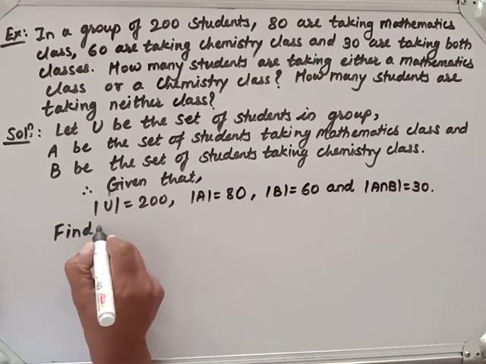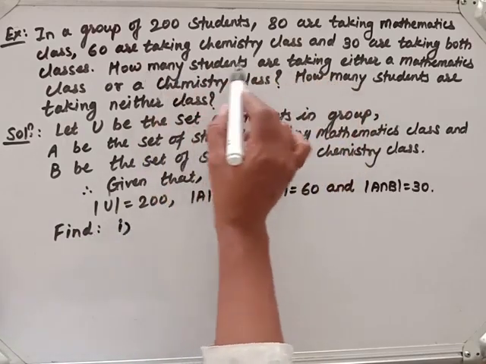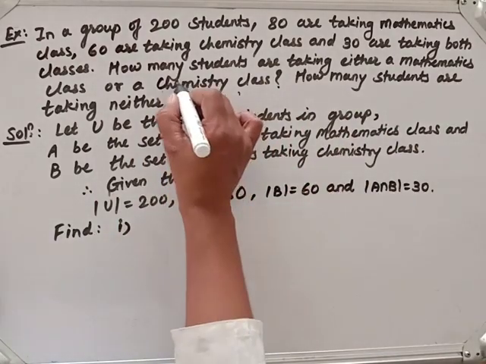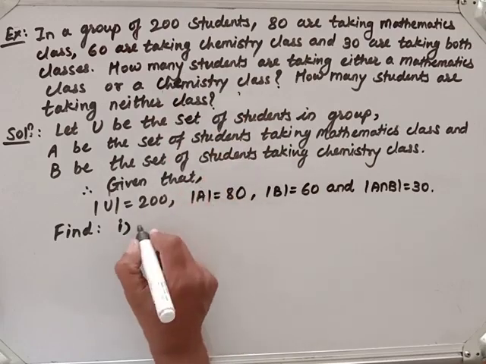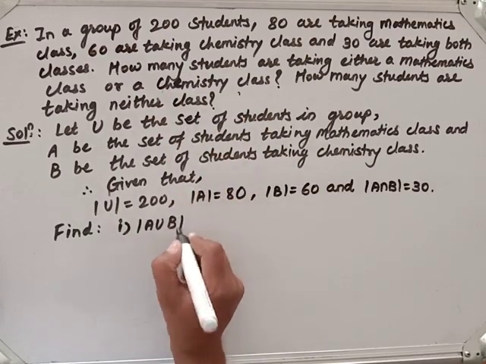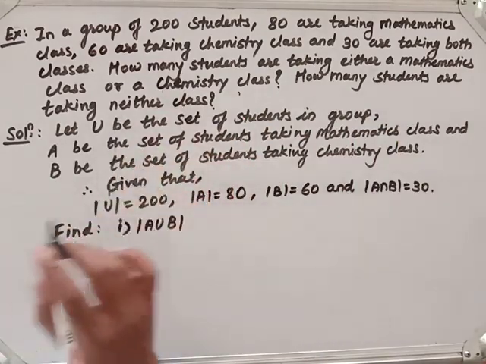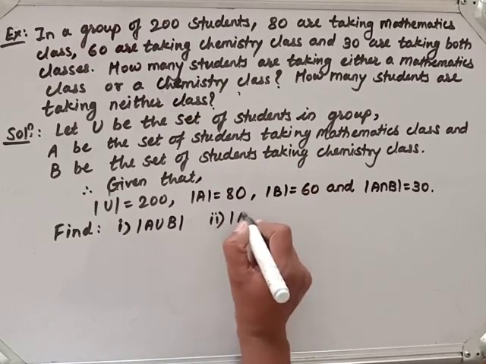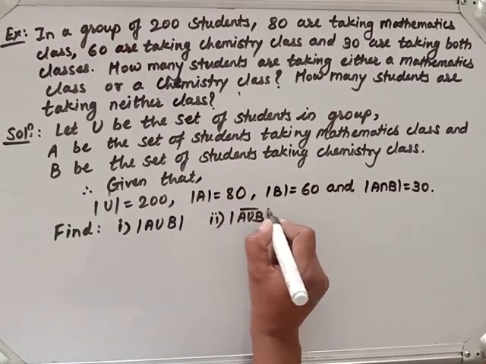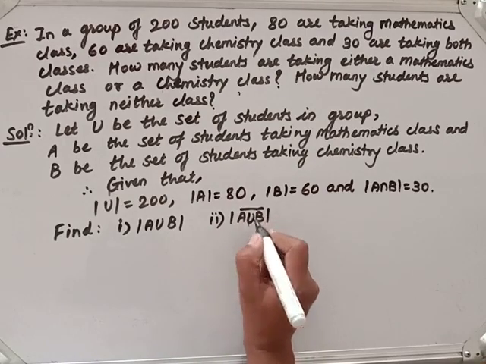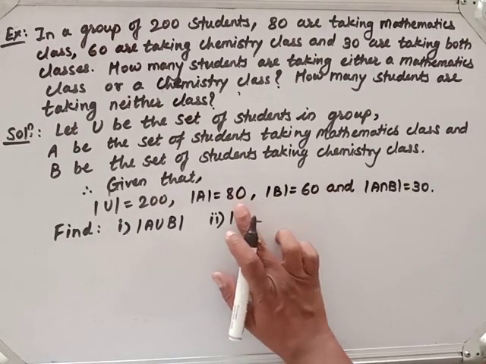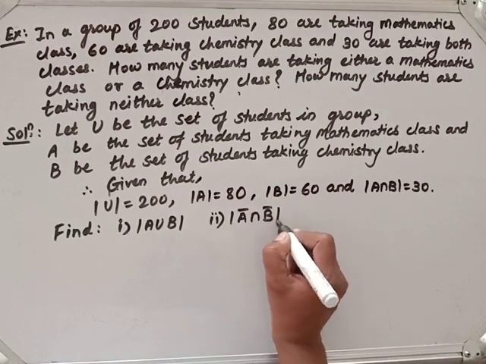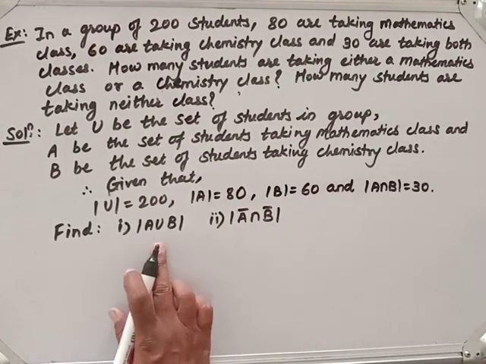Now what do we have to find? The first thing we have to find is how many students are taking either a mathematics class or a chemistry class. As I said, we have to determine mathematics or chemistry, so it is the cardinality of A union B. And how many students are taking neither class? The second one we have to determine is the cardinality of A union B complement, none of them, or neither A nor B. This is also A bar intersection B bar. Now let us find out the first one.